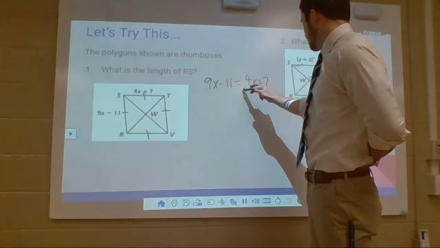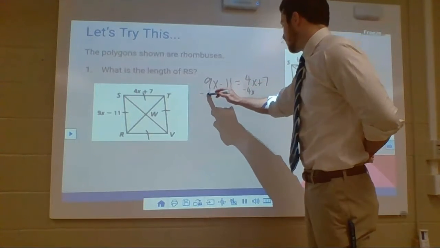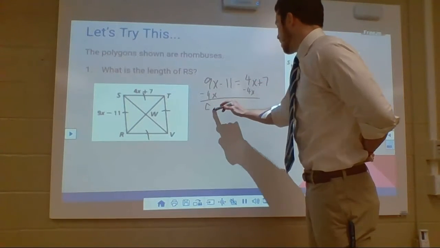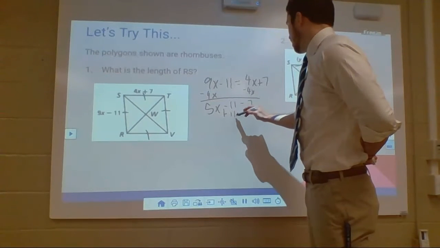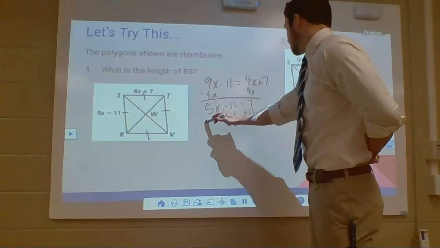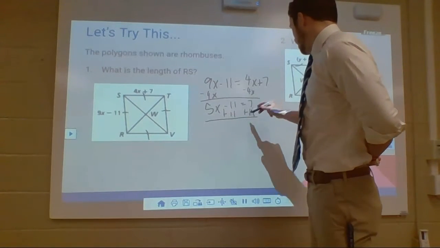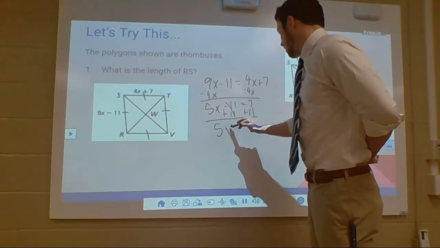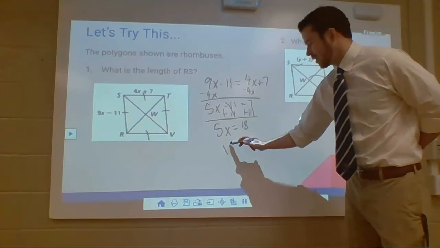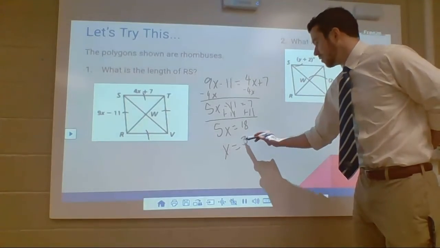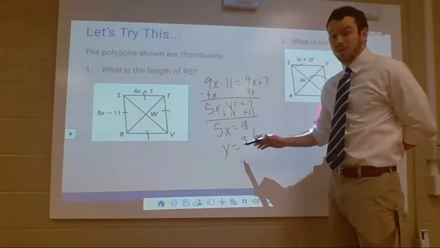So let's just solve this equation. Minus 4x, minus 4x. We get 5x minus 11 equals 7. Add 11 on both sides. And we will get 5x equals 18. If we divide by 5 on both sides, we'll get x equals 3.6. Well, now we're not done.